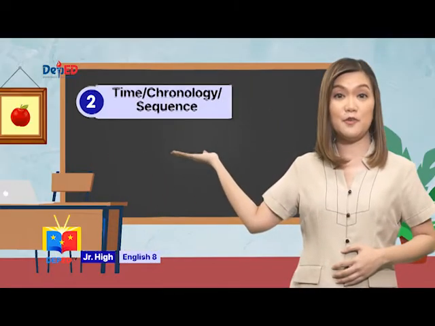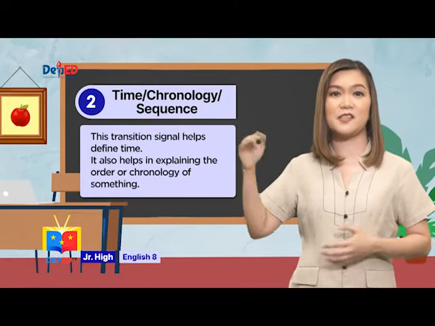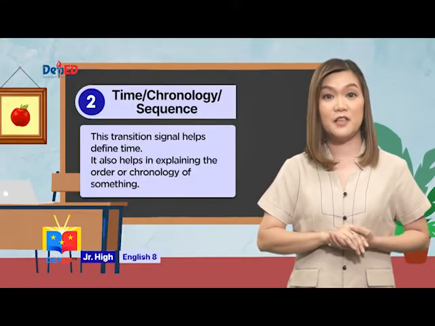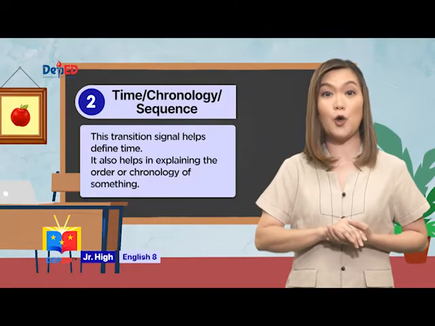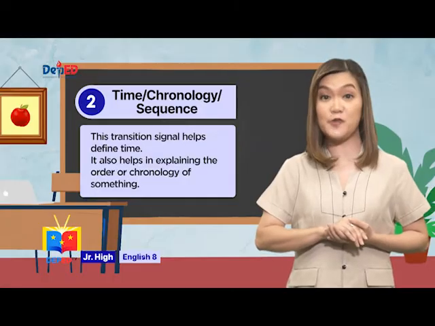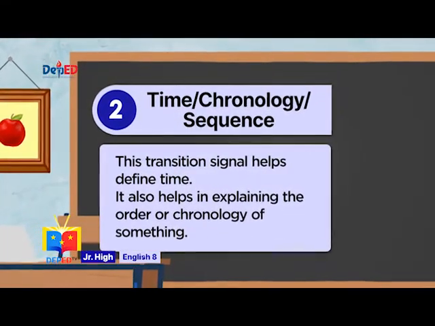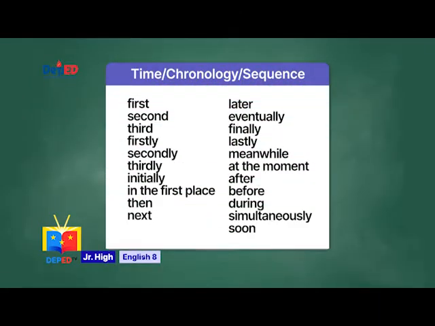The next one that we have is time, chronology, sequence. This transition signal helps define time. It also helps in explaining the order or chronology of something. The following are the transition signals used for time, chronology, sequence.